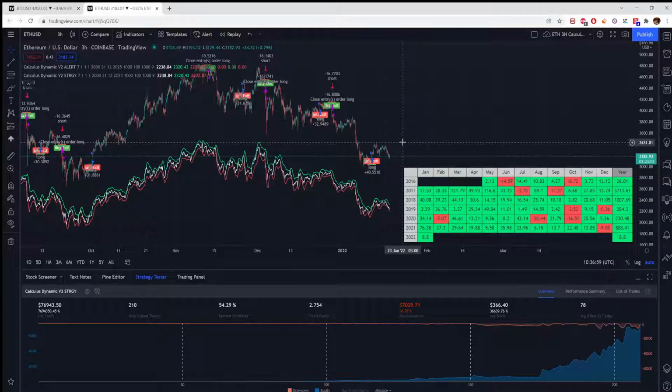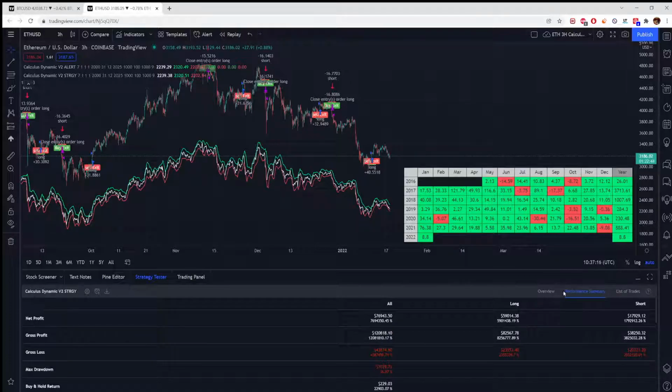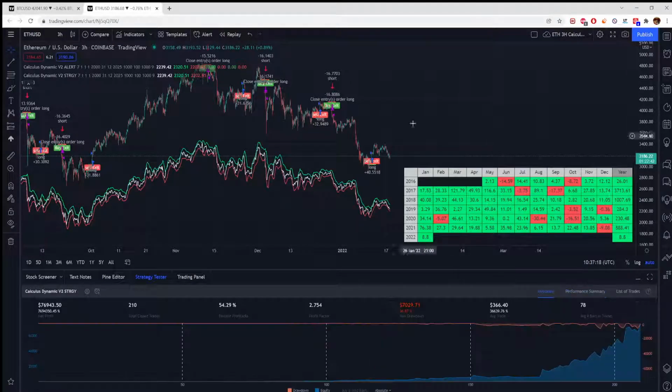In terms of profits, you can see that using the same type of settings, it's working very nicely on both ETH and BTC, beating buy and hold by a huge margin with the compound effect, of course. It works both long and short, which is also a very nice criterion. So in resume, it's a trend trading strategy.